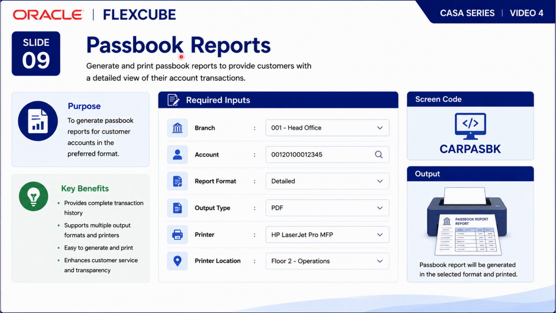Passbook reports. The screen code is CARPASBK. This screen is used to generate customer passbook reports. Users specify the branch, account, report format, output type, printer, and printer location. Once the required parameters are selected, Oracle FLEXCUBE generates a printable passbook report.